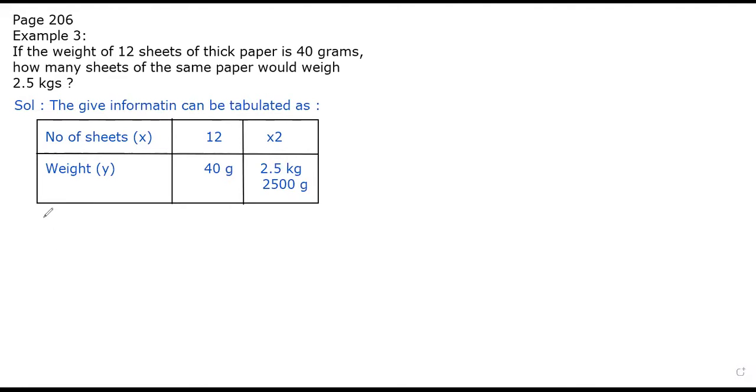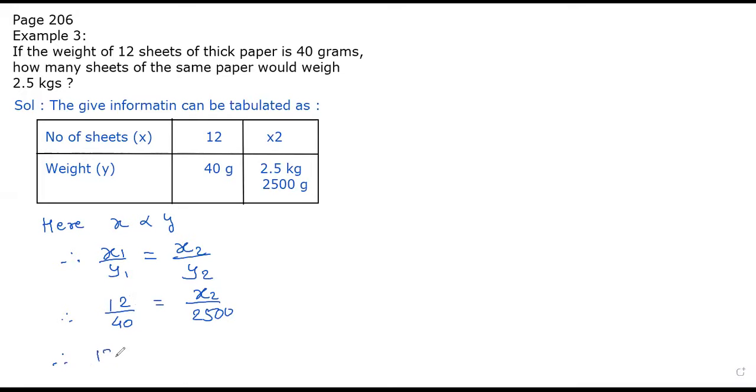So right here, X is proportional to Y. X1 upon Y1 equals X2 upon Y2. 12 upon 40 is X2 upon 2500. Therefore, 12 upon 40 into 2500 is equal to X2. Solve it. How much is X2? Tell me.